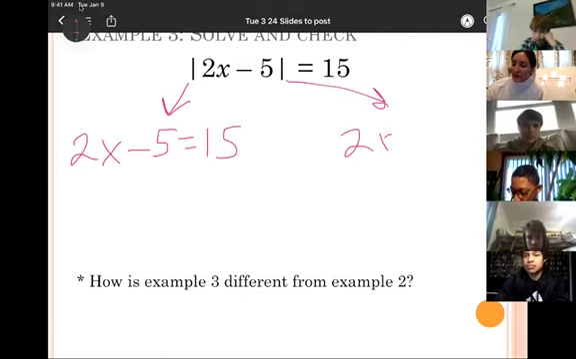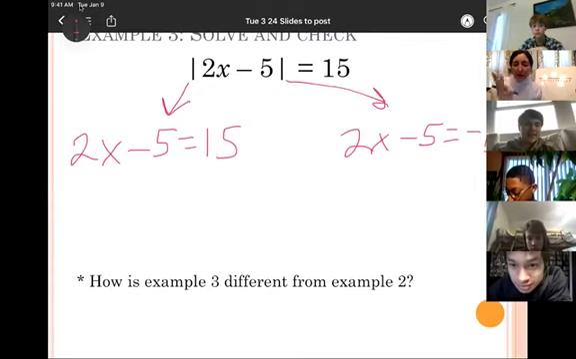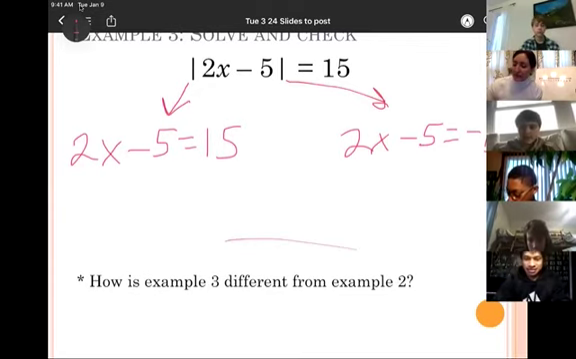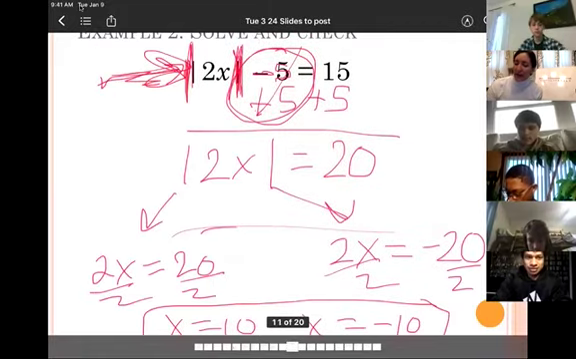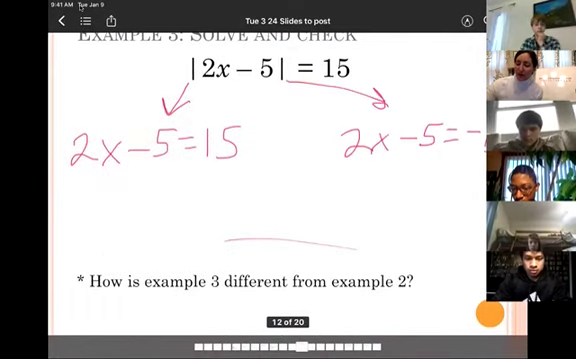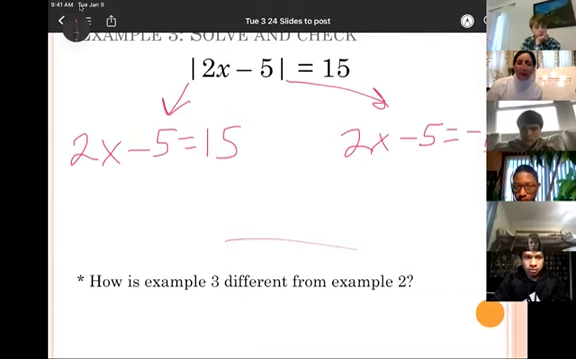And 2x minus 5 equals negative 15. So you separate it from the start. On this guy, we had to get the bars isolated first. We had to get the bars by themselves. But on this guy, the bars are already by themselves. So I'm already ready to make my 2 equations.